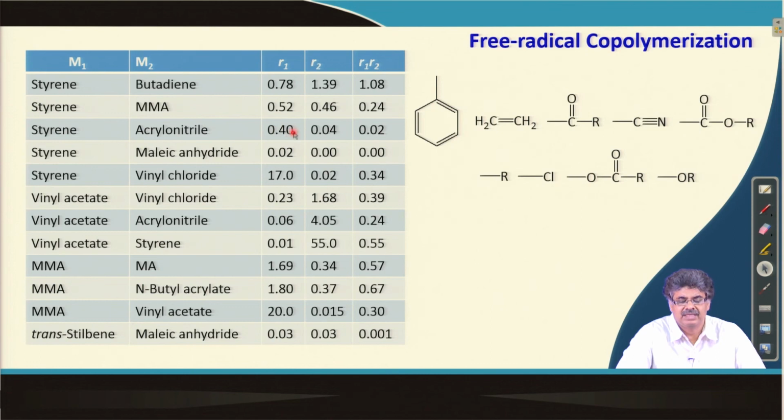In the beginning more styrene will be consumed. Styrene and vinyl chloride, this is to an even higher extent, styrene is 17 and vinyl chloride 0.2, and that is because styrene is much more reactive in case of radical polymerization than vinyl chloride, which has very low reactivity in radical polymerization. Similarly, stilbene and maleic anhydride do not make any homopolymer, they actually make an alternating copolymer. So, these are some of the examples of different polymerizations.